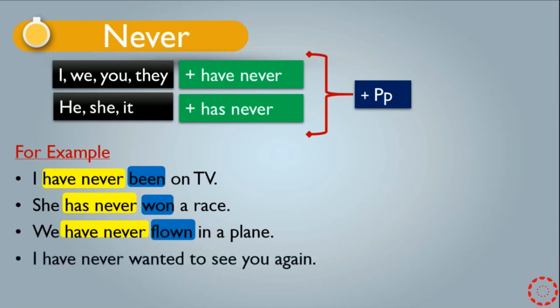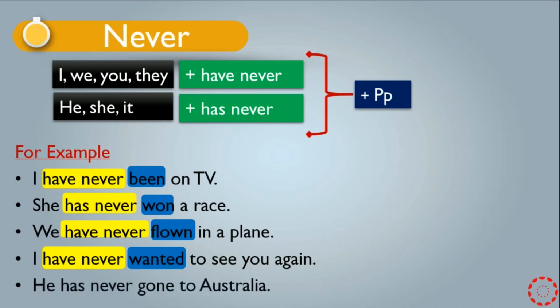I have never wanted to see you again. Again, I have never here. And wanted is the past participle of want. Because it is a regular verb, we simply add ed to the end of the verb. He has never gone to Australia. Again, we have has never here. Why? Because my subject is he. And gone is the past participle of go. He has never gone to Australia.